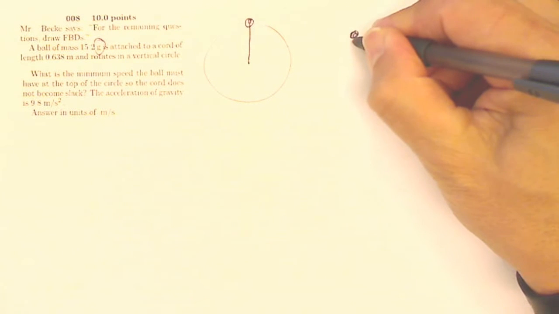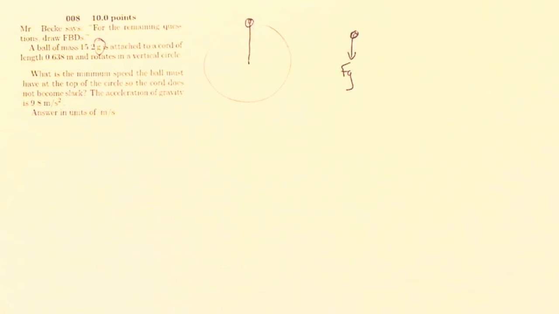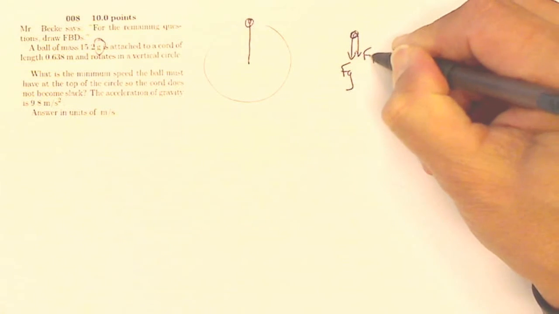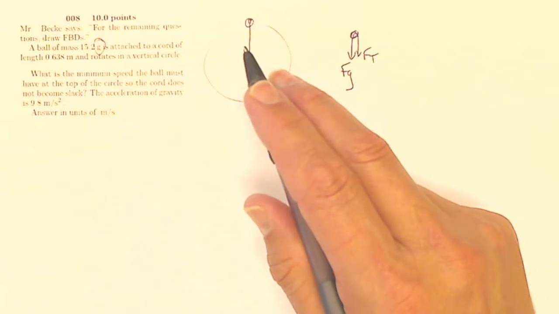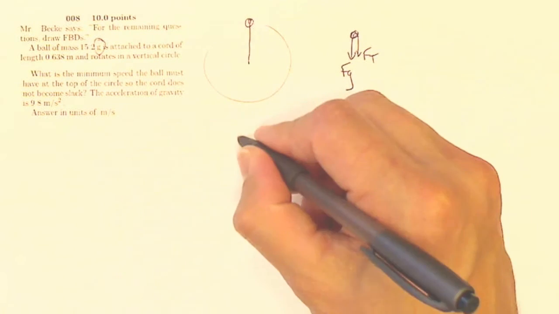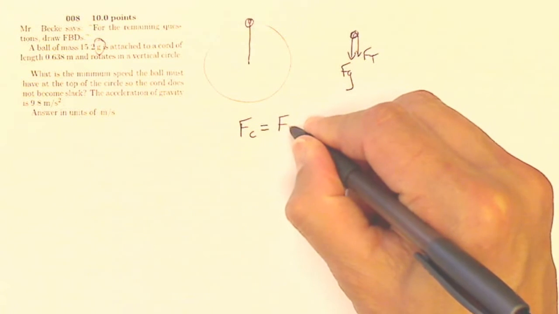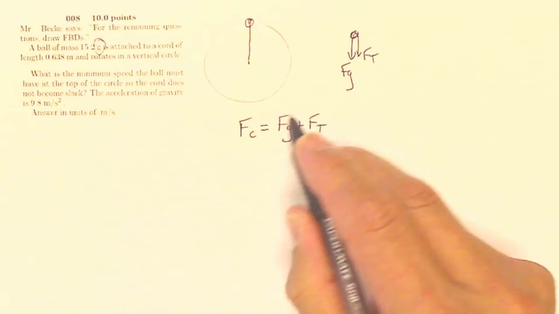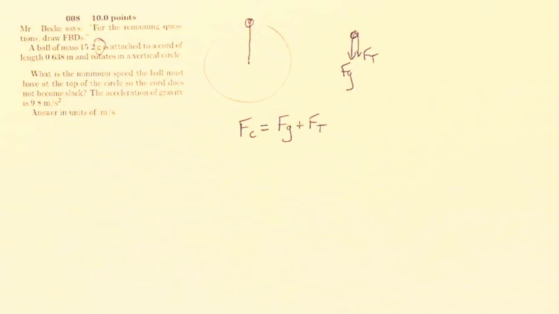I know that I have gravity pointing straight down. What other forces are on that? Turns out there's tension in this rope, also pointing straight down. Now, my centripetal force is my net force. So my centripetal force is the sum of all the forces acting on that mass. So I know that my centripetal force in this case is gravity plus tension, because all those forces are acting on the mass, and together they're going to pull towards the center of the circle. So gravity plus tension in this case is my centripetal force.